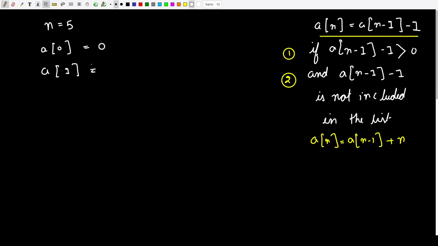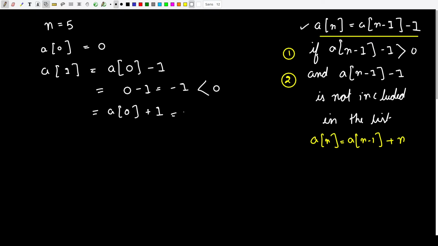Okay, so now let's operate on this. So here a1 equals, let's try to see if we can fit it into this. a1 is equal to a0 minus 1, a0 is 0, so 0 minus 1 is equal to minus 1, which is less than 0. So in this function this will not fit. That is why a1 is equal to a0 plus 1. So this is equal to 0 plus 1, and this is equal to 1. Okay, now let us look at 2.